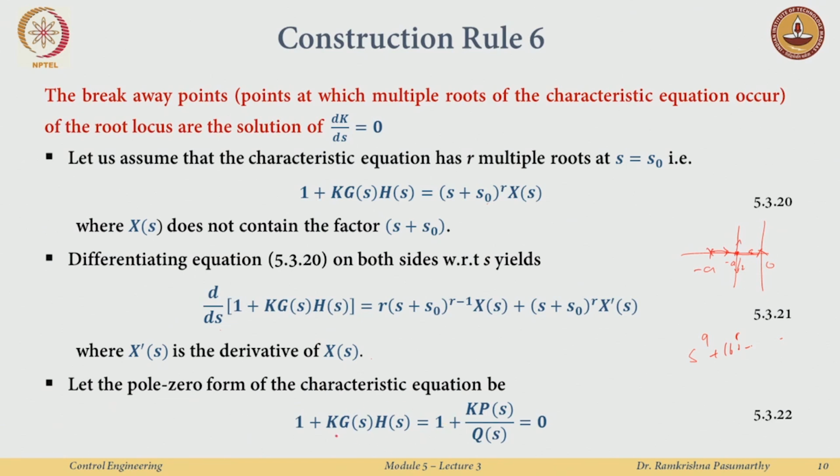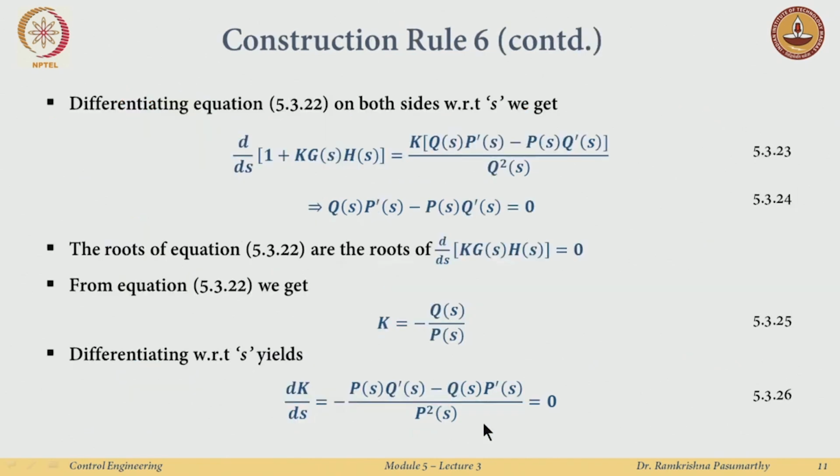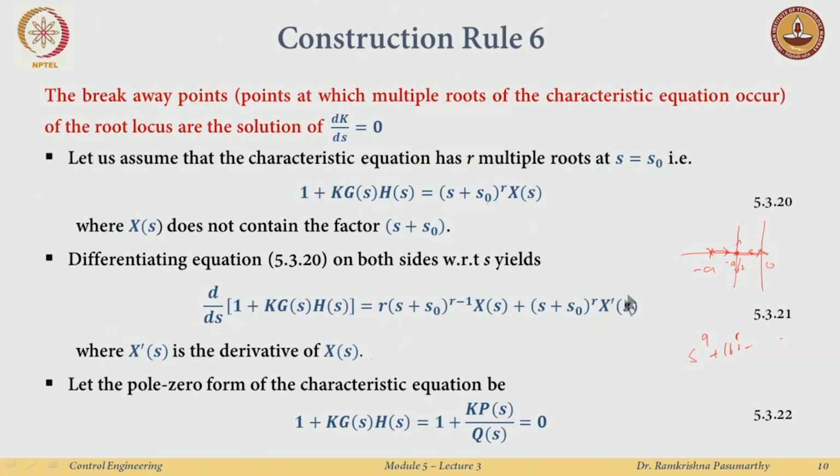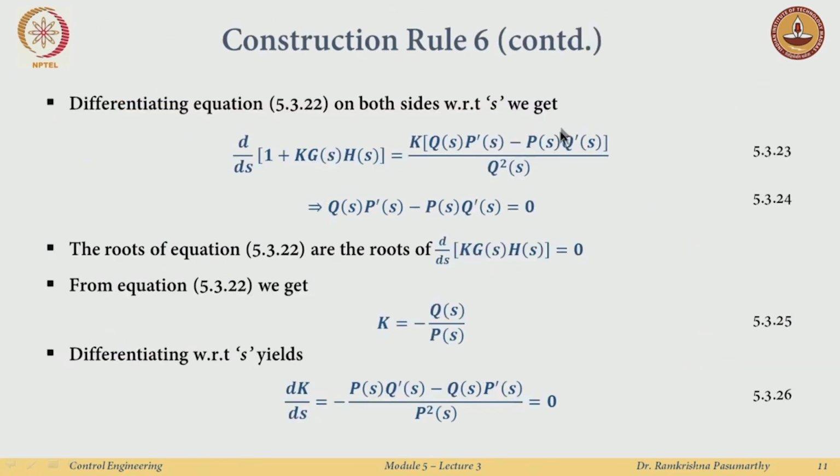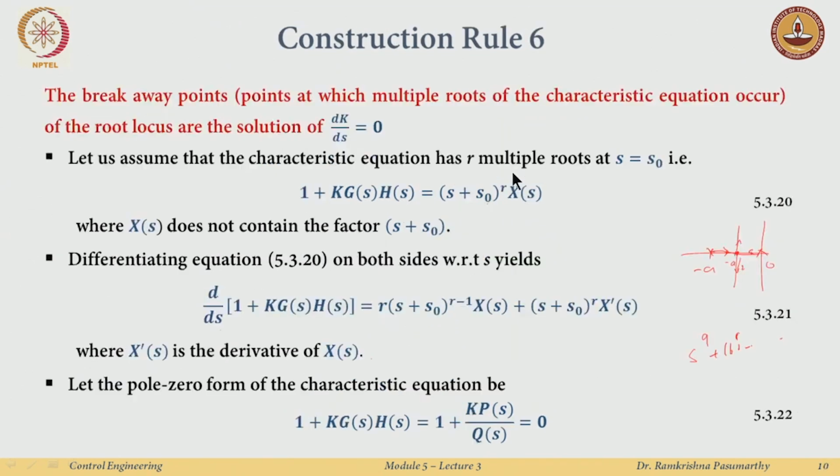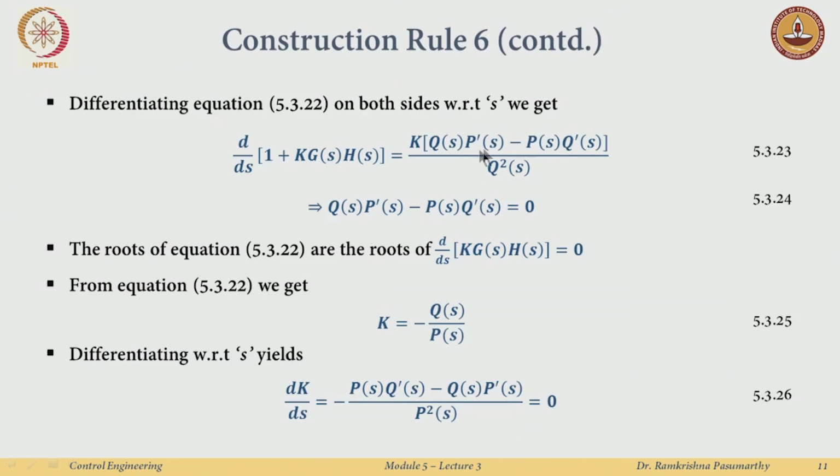In the pole-zero form I can write 1 plus k times g times h as 1 plus k times some polynomial in the numerator and some polynomial in the denominator. Now let us see what this has to do. I can differentiate this and what I have is this expression. Here I was just doing the same thing, differentiating this and differentiating this again. So in terms of p and q, the condition that dh by ds equal to 0 looks like this, just the numerator being equal to 0.